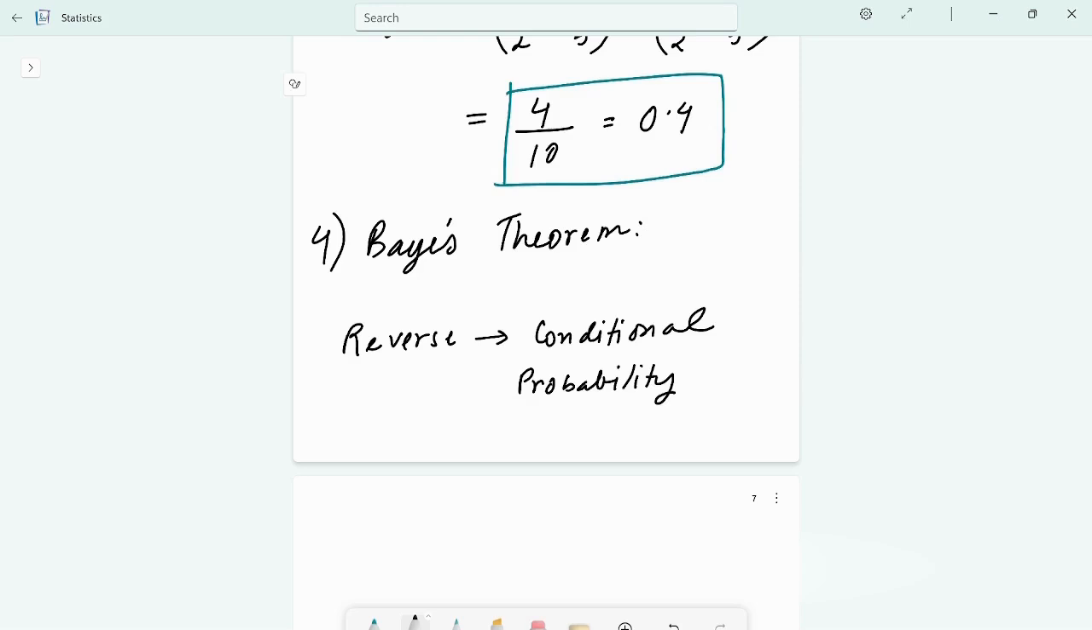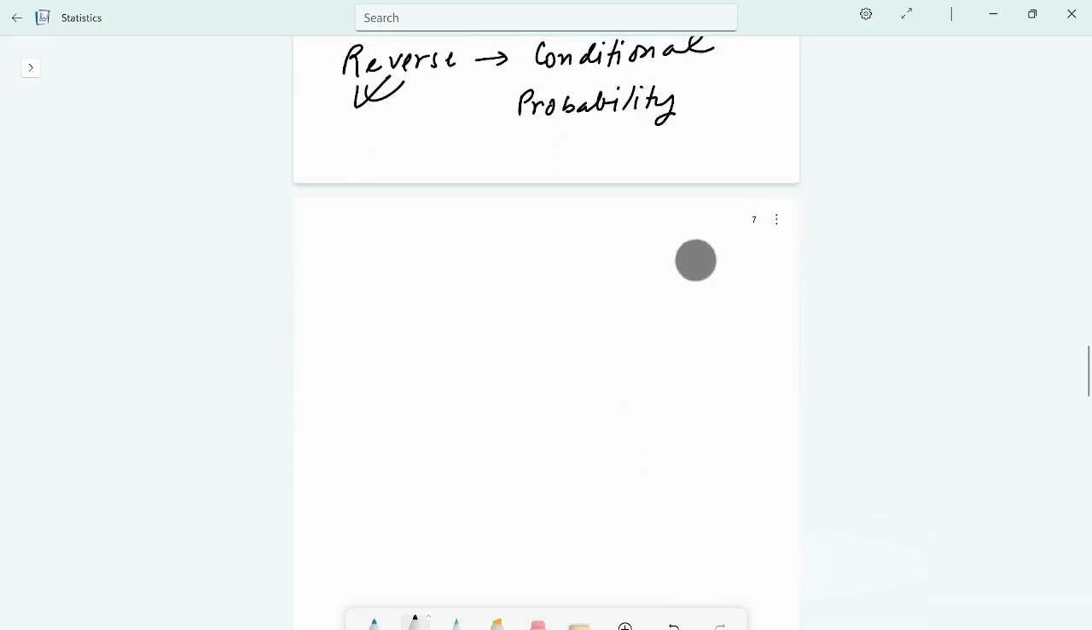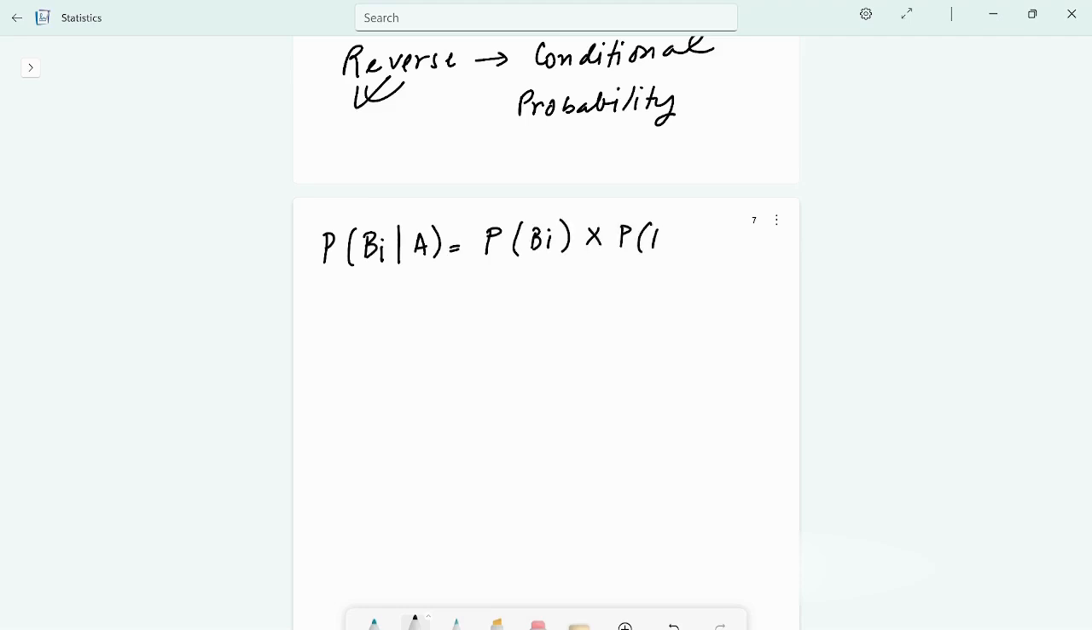When we reverse a condition of conditional probability, we get Bayes' theorem. What is the formula for Bayes' theorem? Please understand this carefully: P of Bi given A equals P of Bi times P of A given Bi, divided by the sum of P of Bj times P of A given Bj. Alright.